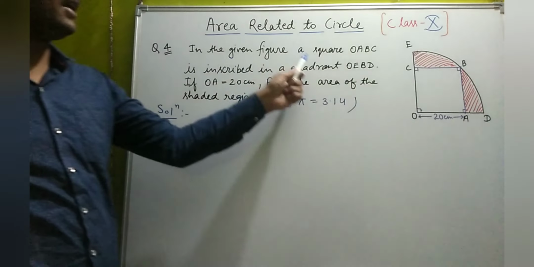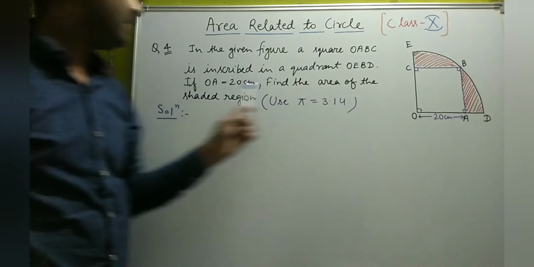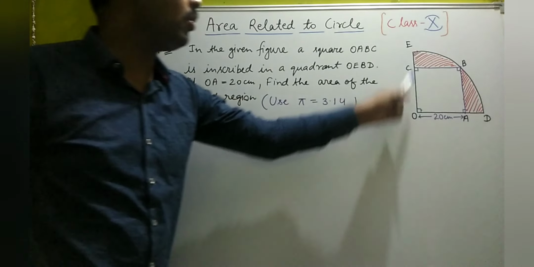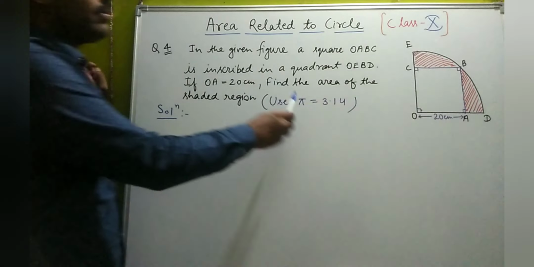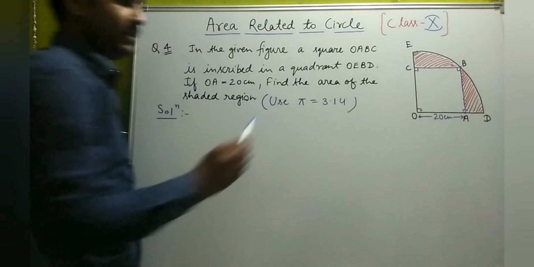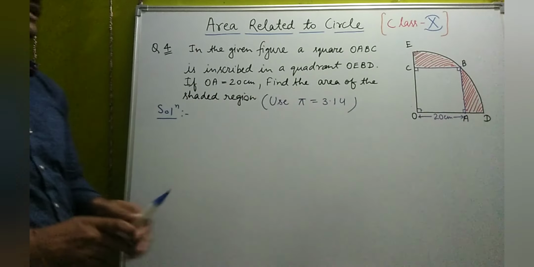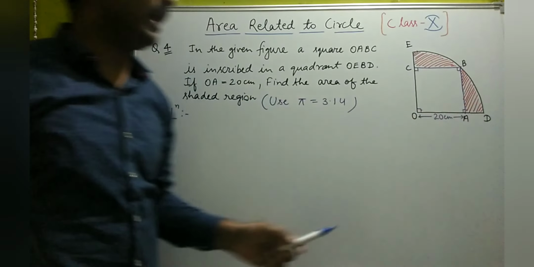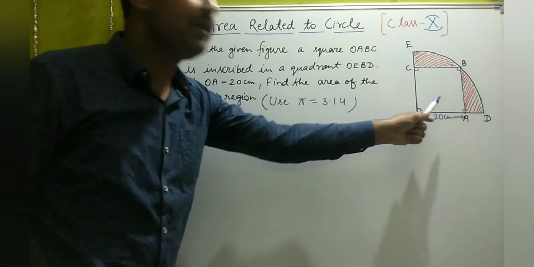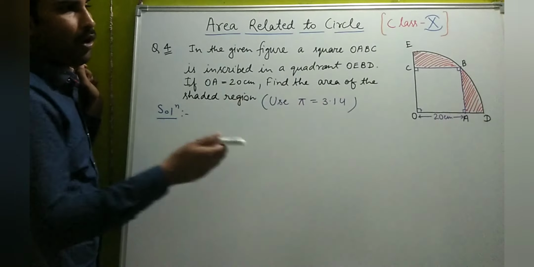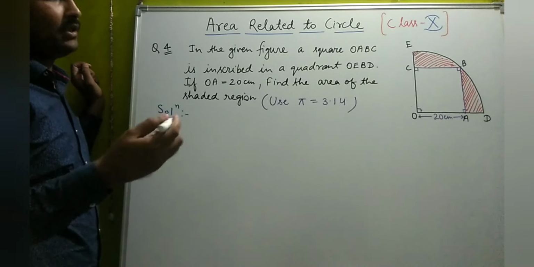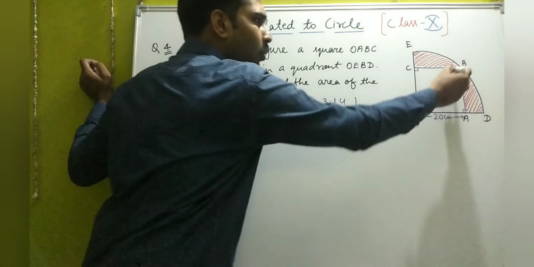In the given figure, a square OABC is inscribed in a quadrant OEBD of side 20 centimeter. We have to find the area of this shaded region. So we can see here, this shaded region is obtained by subtracting the area of the square from the area of this sector. So first of all, we have to find the radius of the sector, for which we have to join O to B.